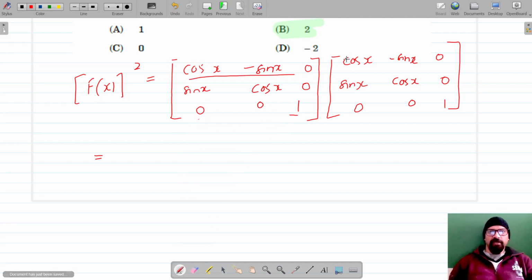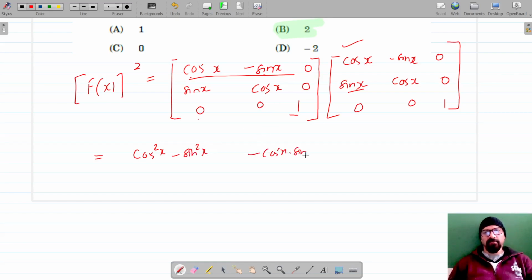So first row and first column: this is cos x into cos x, which is cos square x, negative sin x into sin x is negative sin square x, and 0 into 0 is 0. So this is our first element. Next is negative cos x into sin x plus, once again, negative sin x into cos x, and 0. So the third element is cos x into 0 is 0, sin x into 0 is 0, and 0 into 1 is 0. So this is 0.